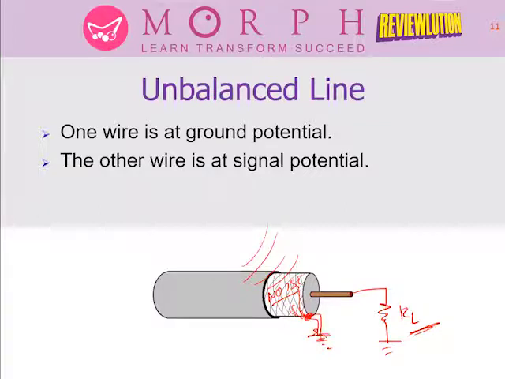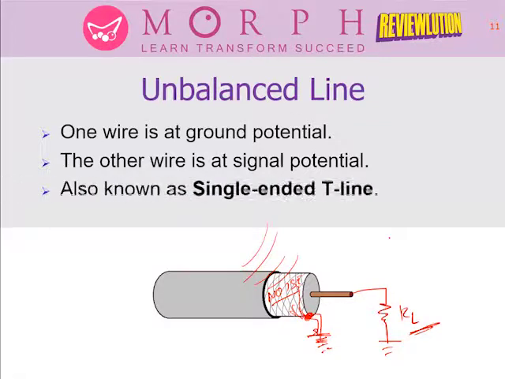So it needs to be grounded talaga so that the noise na masagap nun is didiretso dun sa ground and will never reach the load. So an unbalanced line can also be referred to as a single-ended transmission line, because isa lang yung i-connect mo talaga dun sa load, the other must be grounded.